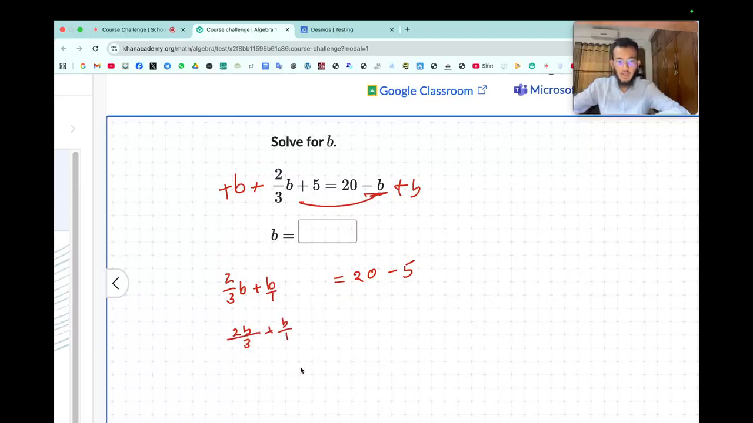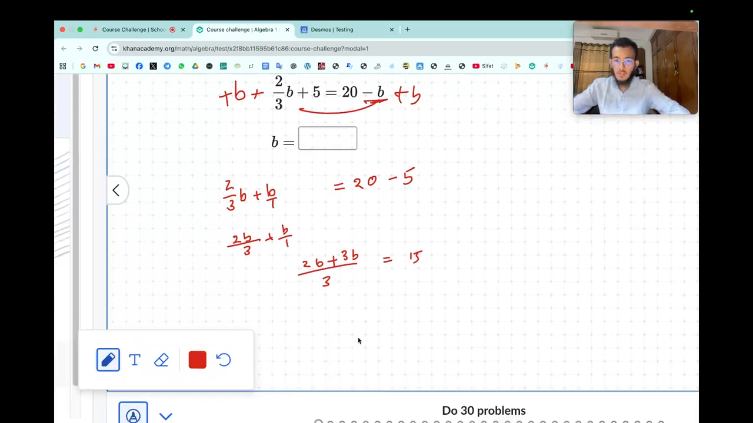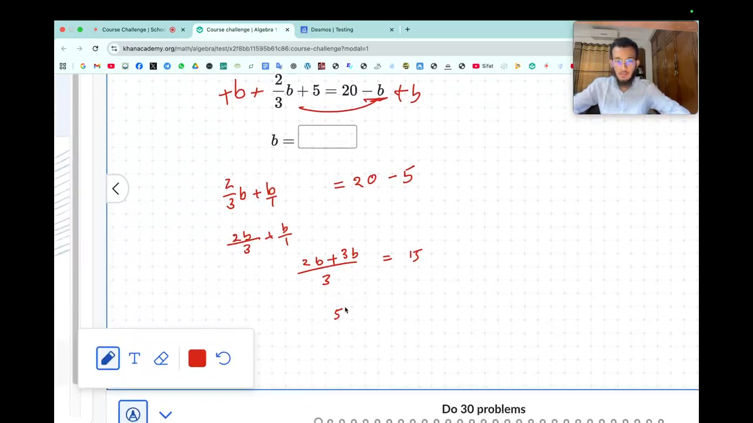So 3 and 1 have an LCM of 3. So this is 2b plus 3b equals 15. So 2 plus 3 is 5b divided by 3 equals 15. And from here we have 5b equals 15 times 3, and b equals 15 times 3 divided by 5.